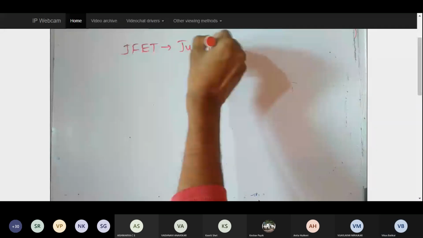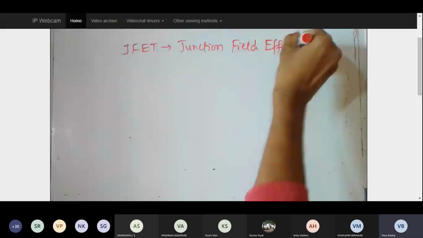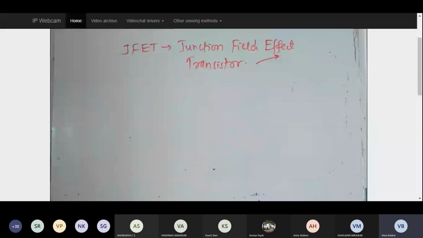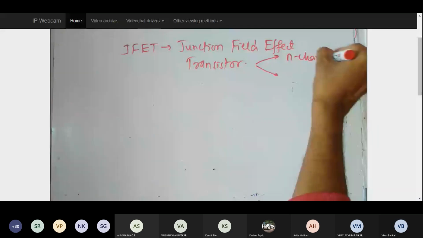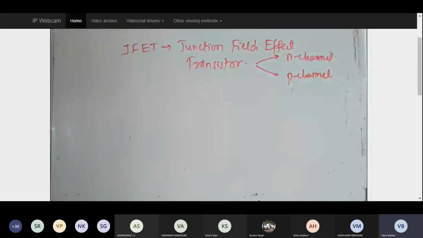So when I say JFET, it is called by the name junction field effect transistor. In this also I have N channel and P channel. Now you have understood the working of MOSFET. Understanding the working of JFET will not be that difficult.